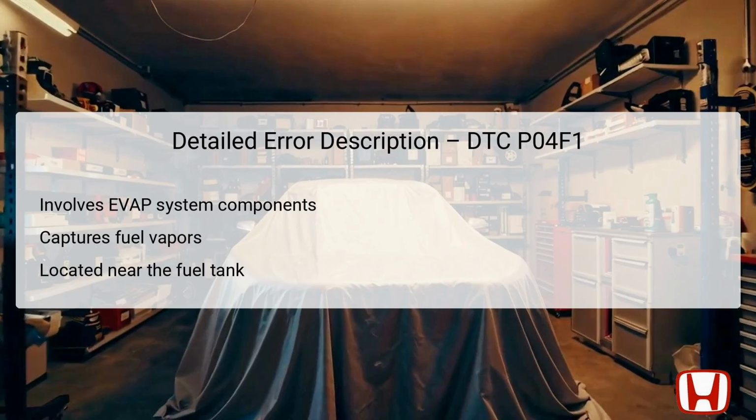The proper functioning of these parts is critical in minimizing emissions, and any low purge flow indicated by this DTC could suggest that either a blockage exists within the purge line or that one of the components is failing. Recognizing the roles and locations of these components helps in understanding why the DTC may have been triggered.